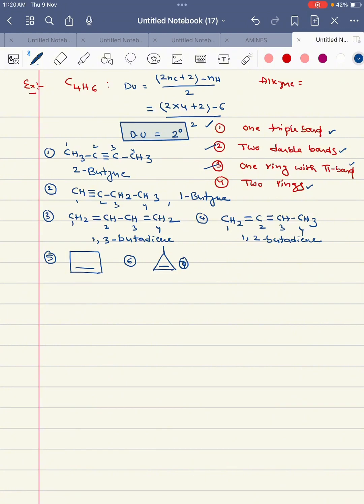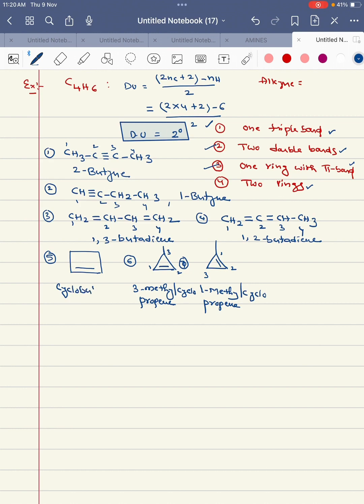The seventh one will be written like this also, with one double bond here. It is also possible. Now what is the numbering? 1, 2, 3. So it is called 1-methylcyclopropene. Here 1, 2, 3, this is called 3-methylcyclopropene.